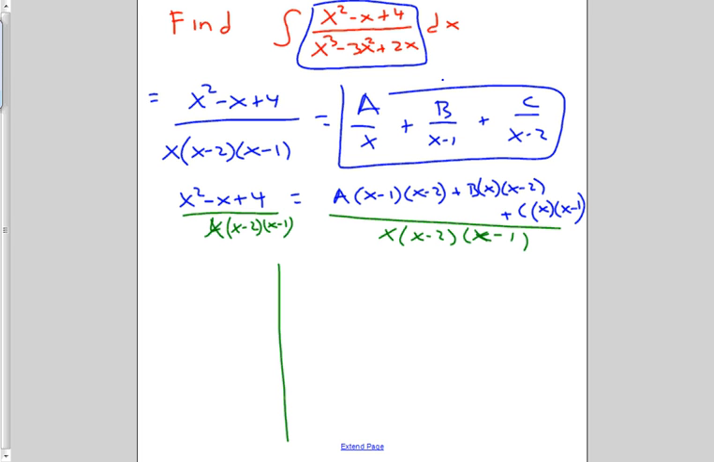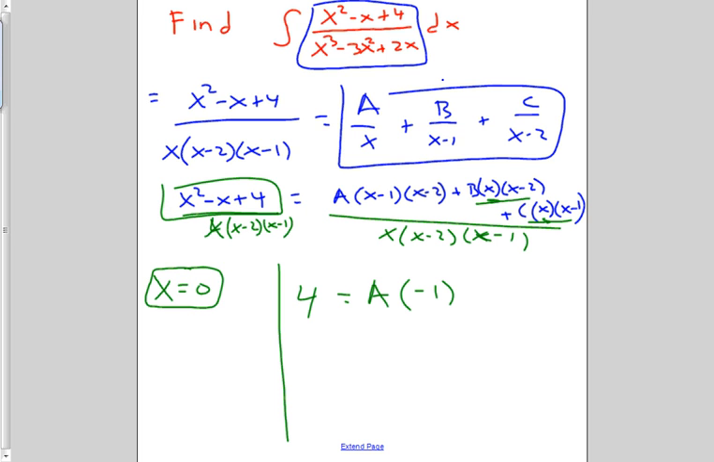Let's say when x equals 0, this will be 0, because anything times 0 will be 0. So when x equals 0, our left-hand side of the equation is just 4, and our right-hand side is going to be A times negative 1, putting 0 in for x, times negative 2, putting 0 in for x. So we have 4 equals 2A, A equals 2.